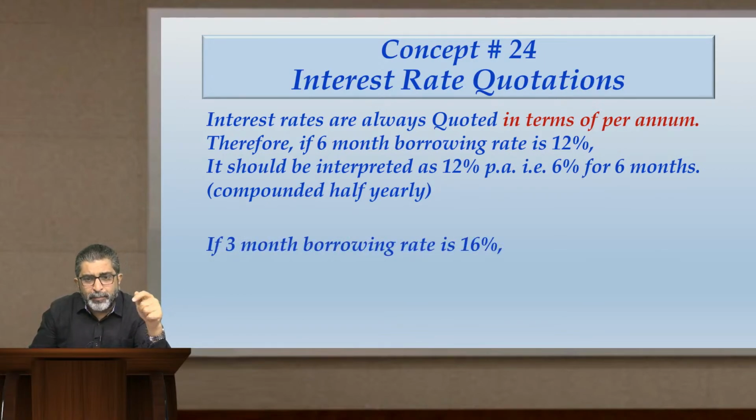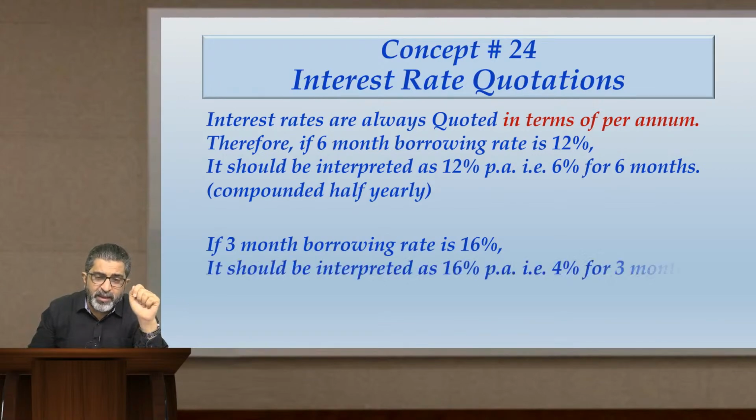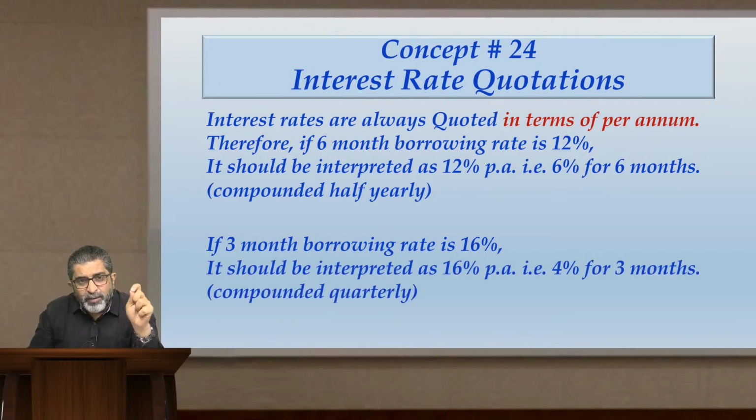Likewise, another example: if the 3-month borrowing rate is 16%, how would you interpret this? It should be interpreted as 16% per annum, but applicable for 3 months will be only 4%. So 16% is per annum, so 4% for 3 months. That means every 3 months you have to pay interest. In other words, the compounding will be done on a quarterly basis.